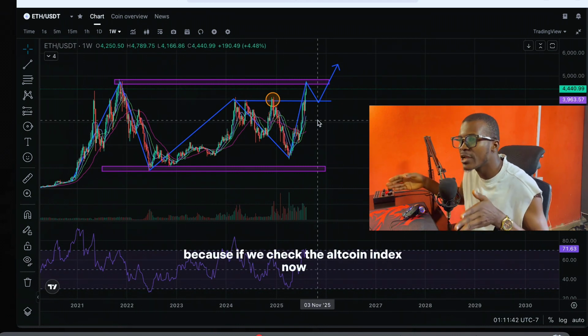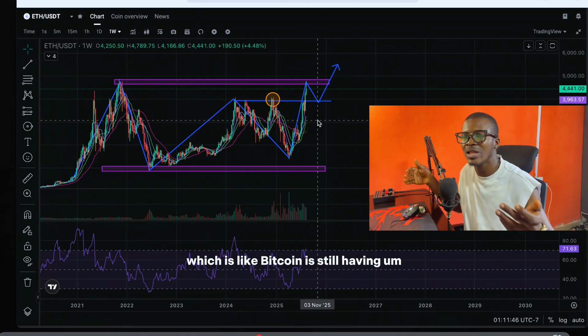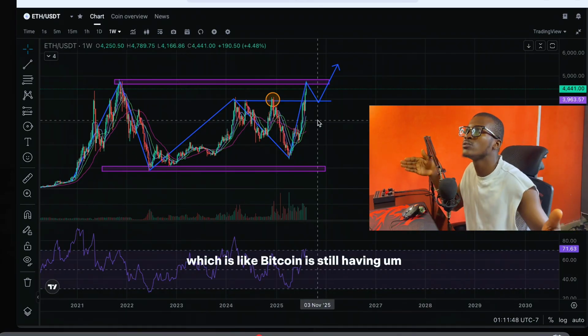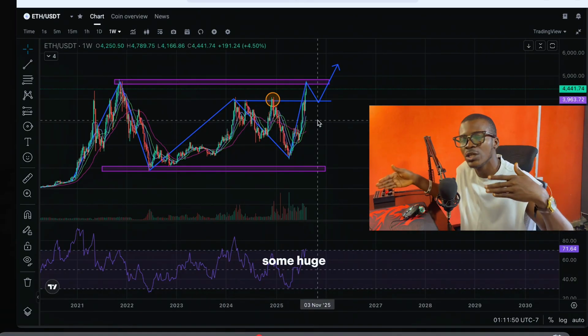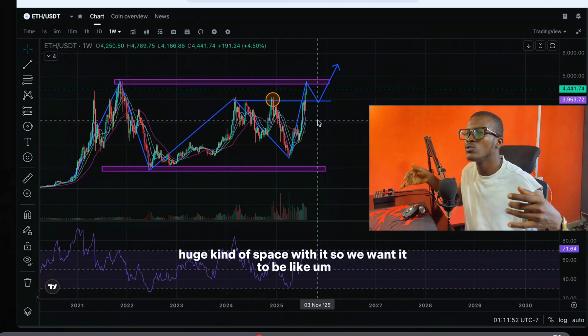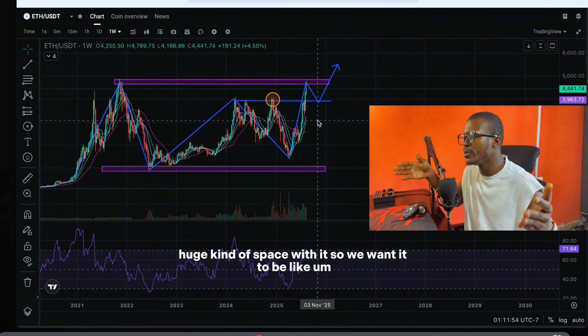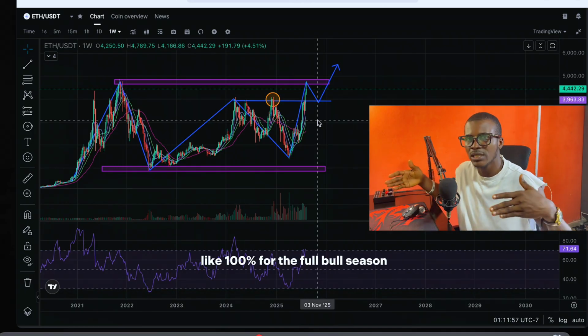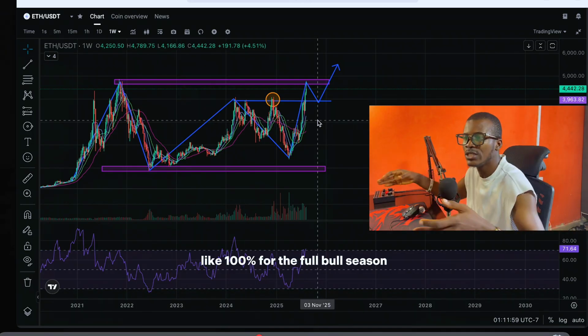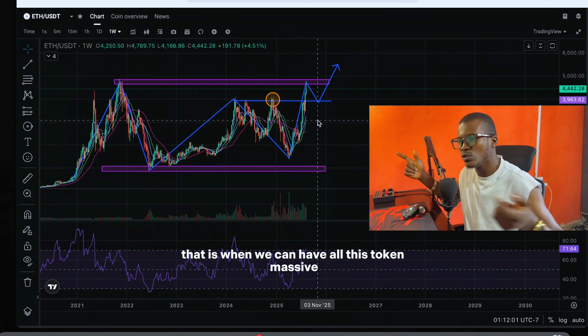Because if we check the altcoin index now, it's at about 40%, which means Bitcoin is still having some huge space with it. We want it to be 100% for the full bull season. That is when we can have all these tokens move massively.